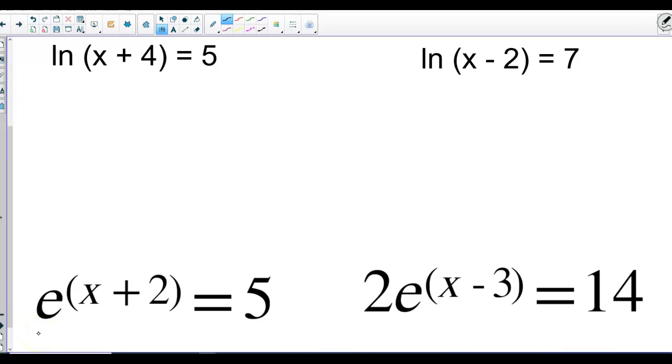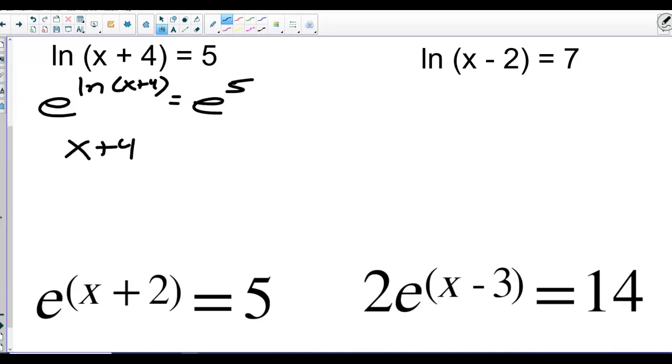When we're dealing with an ln, we use e. When we're dealing with an e, we use ln. I'm going to go left column and then right column here. Okay? With an ln, that means we raise both things, where e is the base. So e to the natural log of x plus 4 equals e to the 5. And then e to the ln, we're just left with whatever the ln is. In this case, x plus 4. And then we have x equals e to the 5 minus 4.